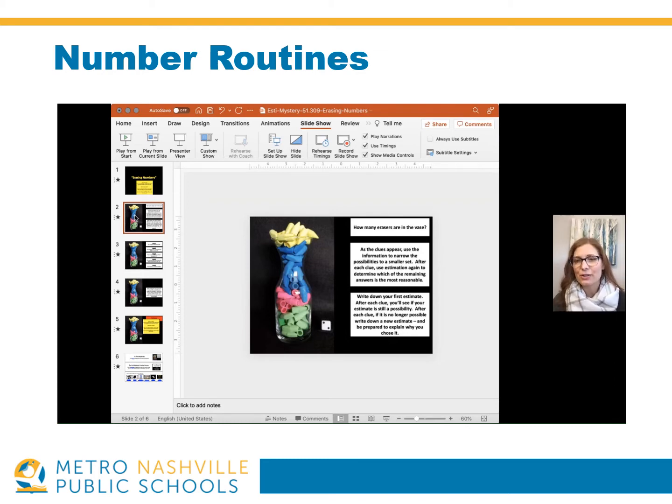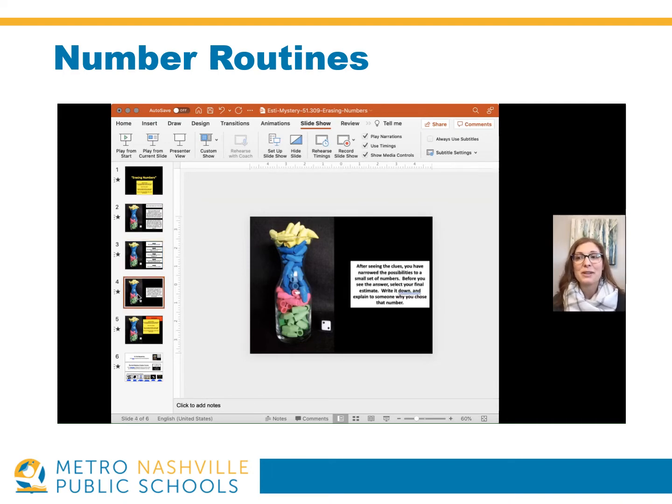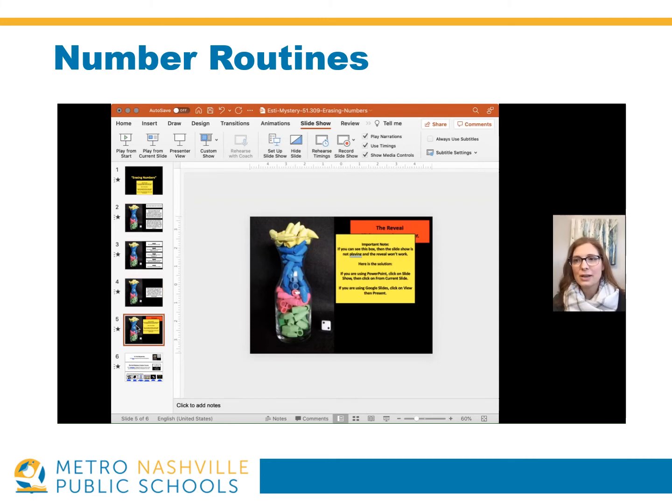There isn't an incorrect estimation strategy, so validate whatever they share. If they say they just blindly guessed, the next time you do an Esti-Mystery, encourage them to try a different strategy than just guessing. The next slide has the actual clues on it. Slide 4 is so that they have time to determine their final estimation before the answer is revealed on slide 5. There's no need to go past slide 5. Slide 6 is essentially an ad for additional resources.